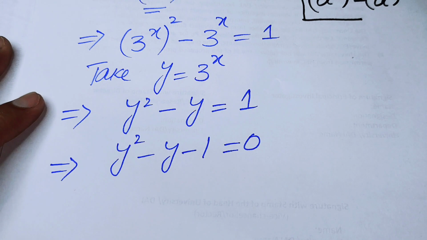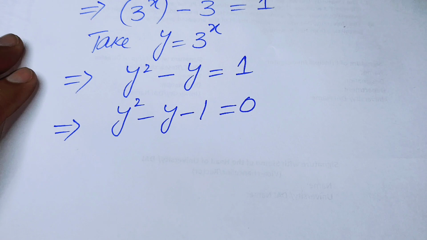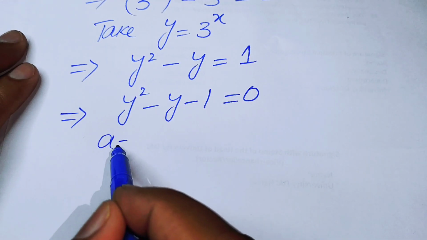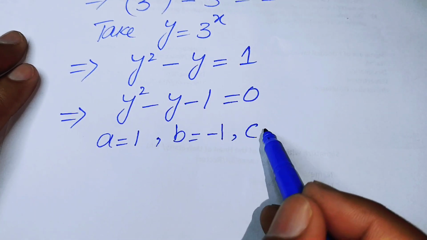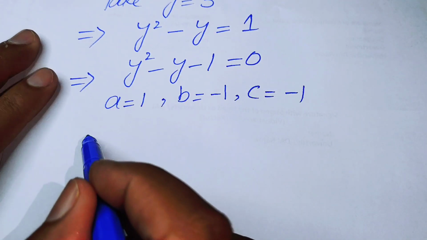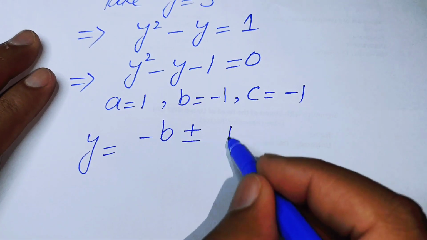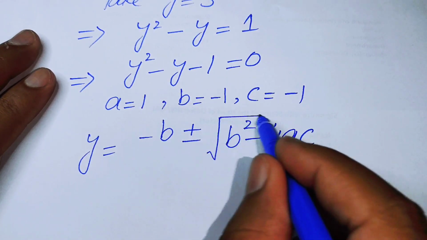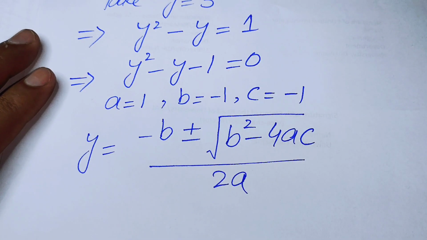Now this equation changes into quadratic form, and we will apply the quadratic formula in order to solve this problem. Here we have the value of a is 1, b is minus 1, and c is also minus 1. So the quadratic formula is y is equal to minus b plus minus square root of b squared minus 4ac, over 2a.